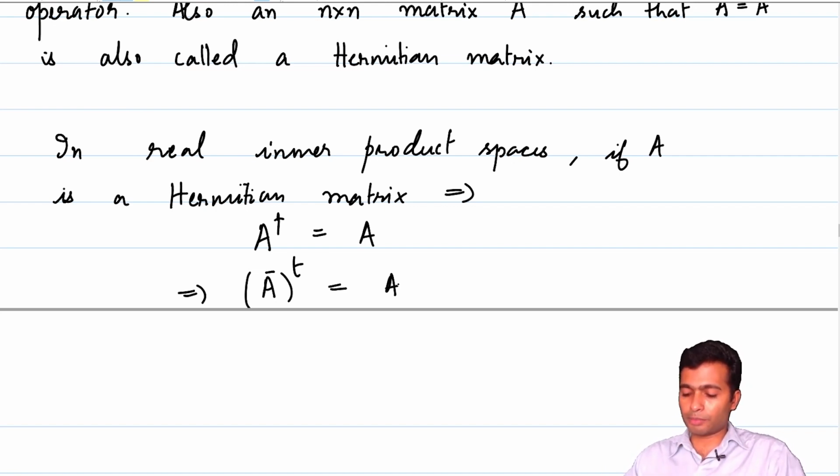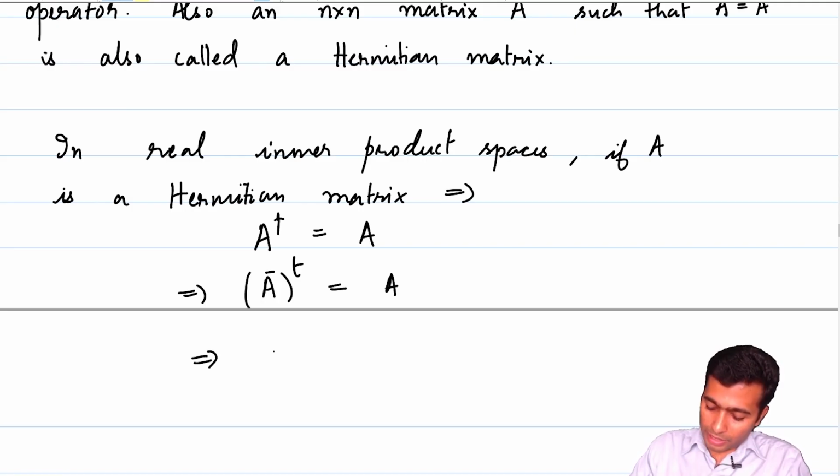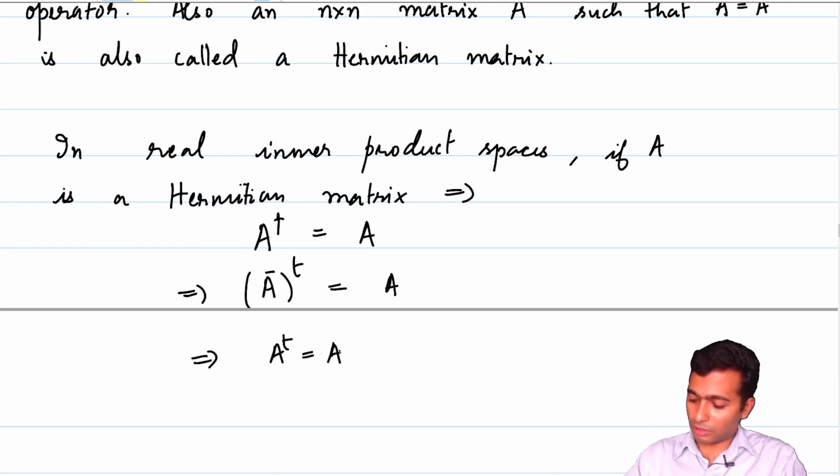in a real inner product space, you consider a linear operator T which is Hermitian or self-adjoint, and look at the matrix of T with respect to an orthonormal basis. Then A adjoint is equal to A implies that A bar transpose is equal to A, which would imply A transpose is equal to A, because the conjugate of our matrix is going to be the matrix itself. So hence a Hermitian matrix with real entries is a symmetric matrix.